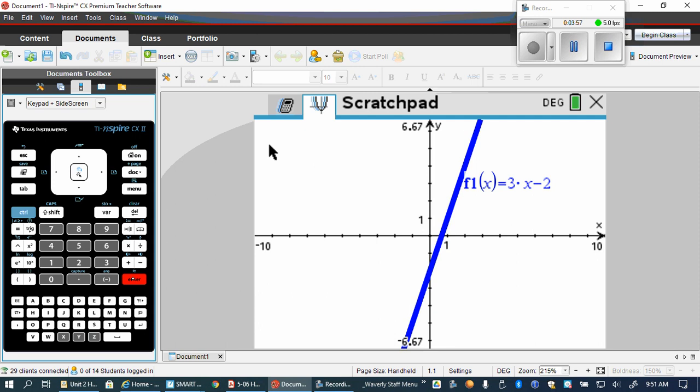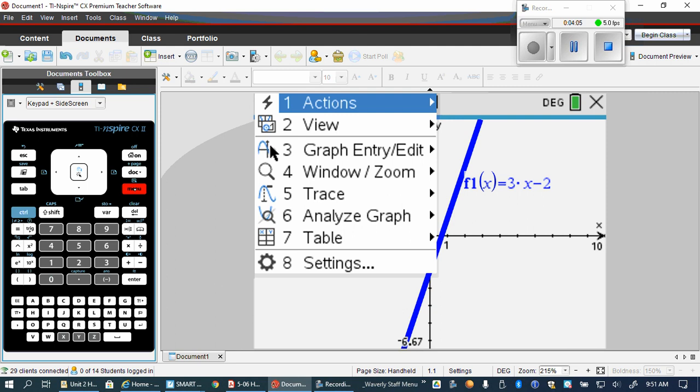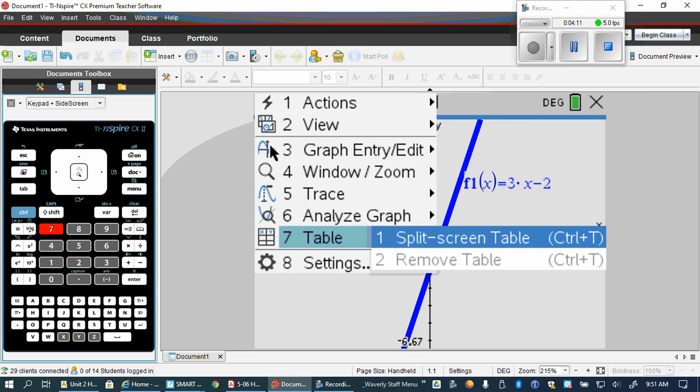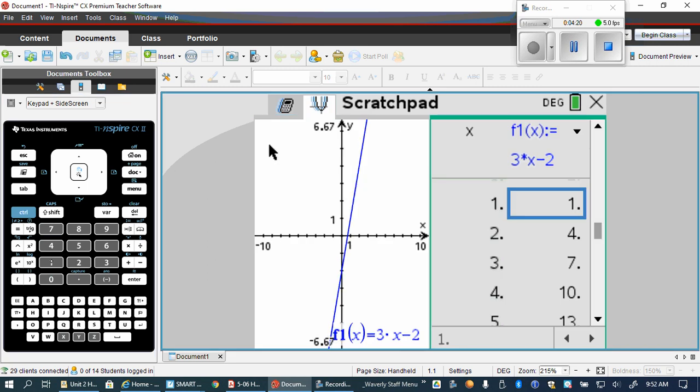Okay, so let's make a table of values. Hit your menu button. What do you think we're going to select here? 7 for table, right? And no, how about 1? It'll split the screen. So hit 1. You see this column is x inputs, and then they have the f of x or y outputs.